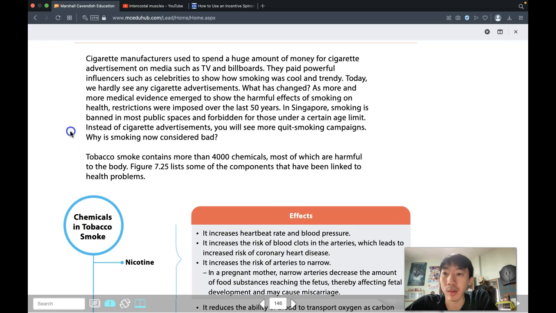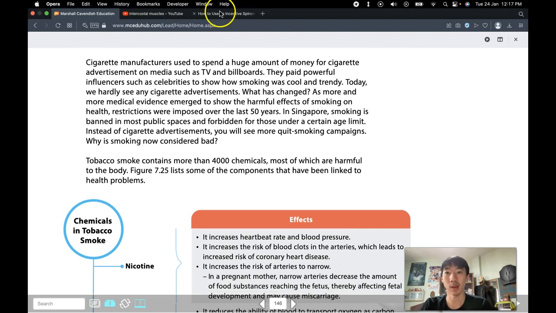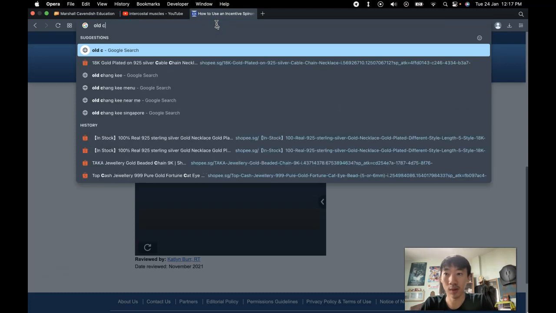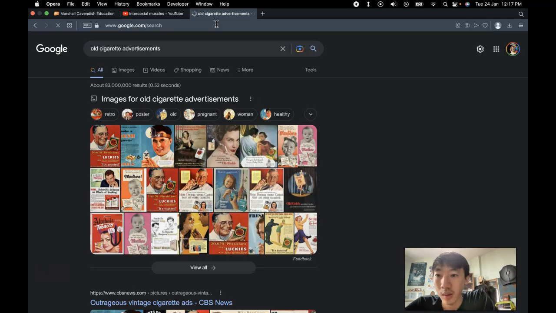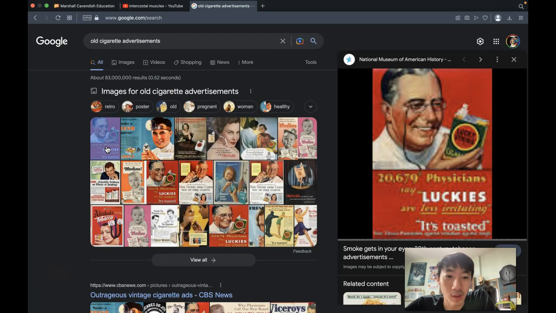So about 100 years ago, cigarettes were just invented and they were very popular. Cigarette manufacturers would spend a huge amount of money on cigarette advertisements on media such as TV and billboards, and they paid powerful influencers such as celebrities to show how smoking was cool and trendy. Okay, let's take a look at that. It's like old cigarette advertisements. They even managed to get physicians, doctors, to promote their cigarette products.